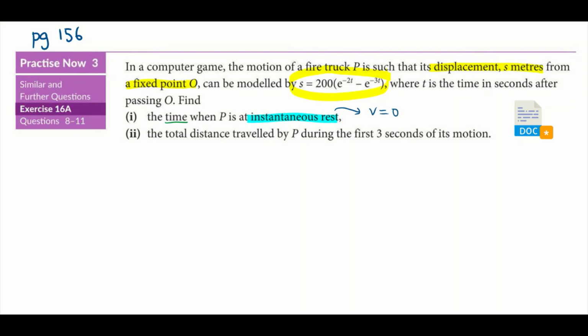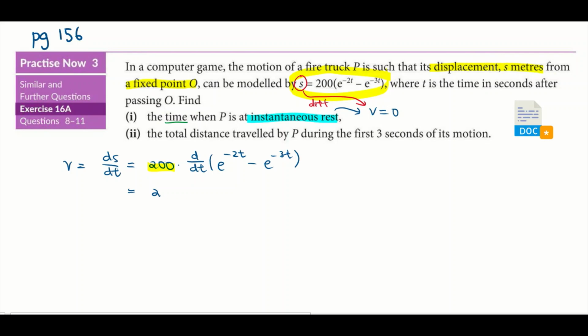But do we have velocity here? They only give us displacement. How can we find velocity from my displacement? I will need to do differentiation. Differentiate my displacement to get velocity. Note how I can actually take out the scalar constant 200 and just differentiate the exponential function.